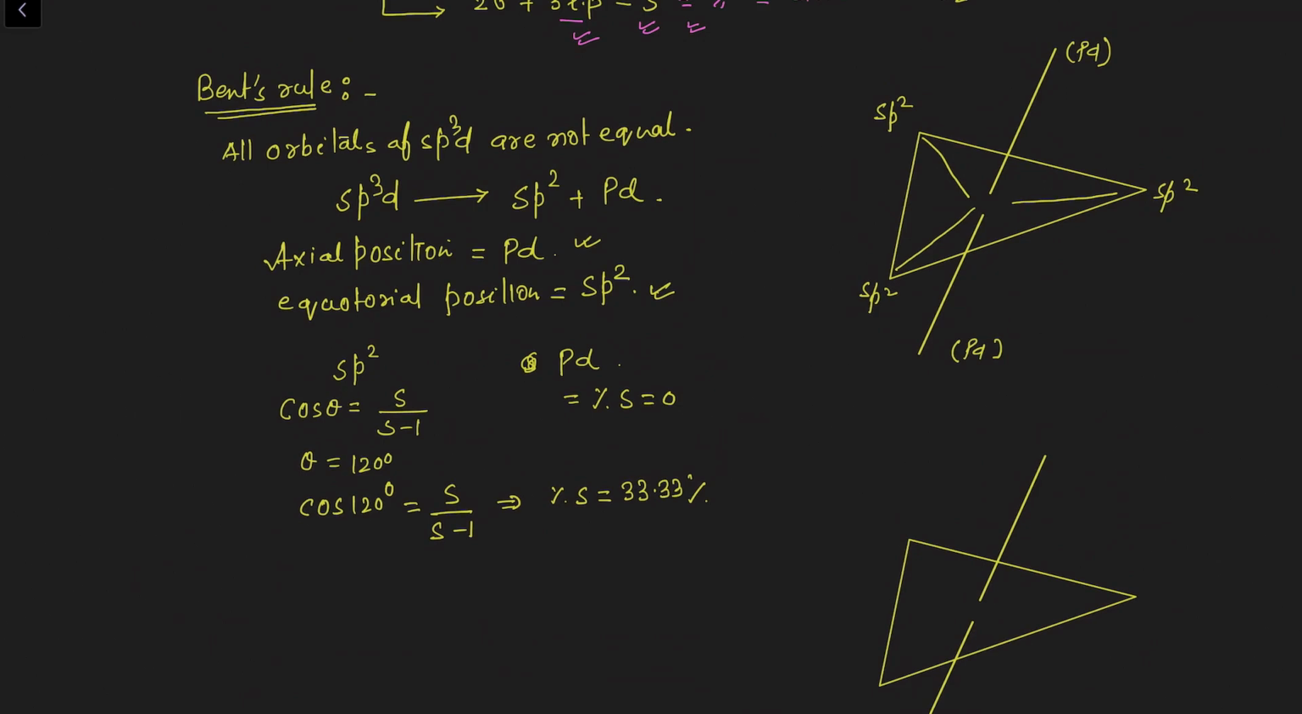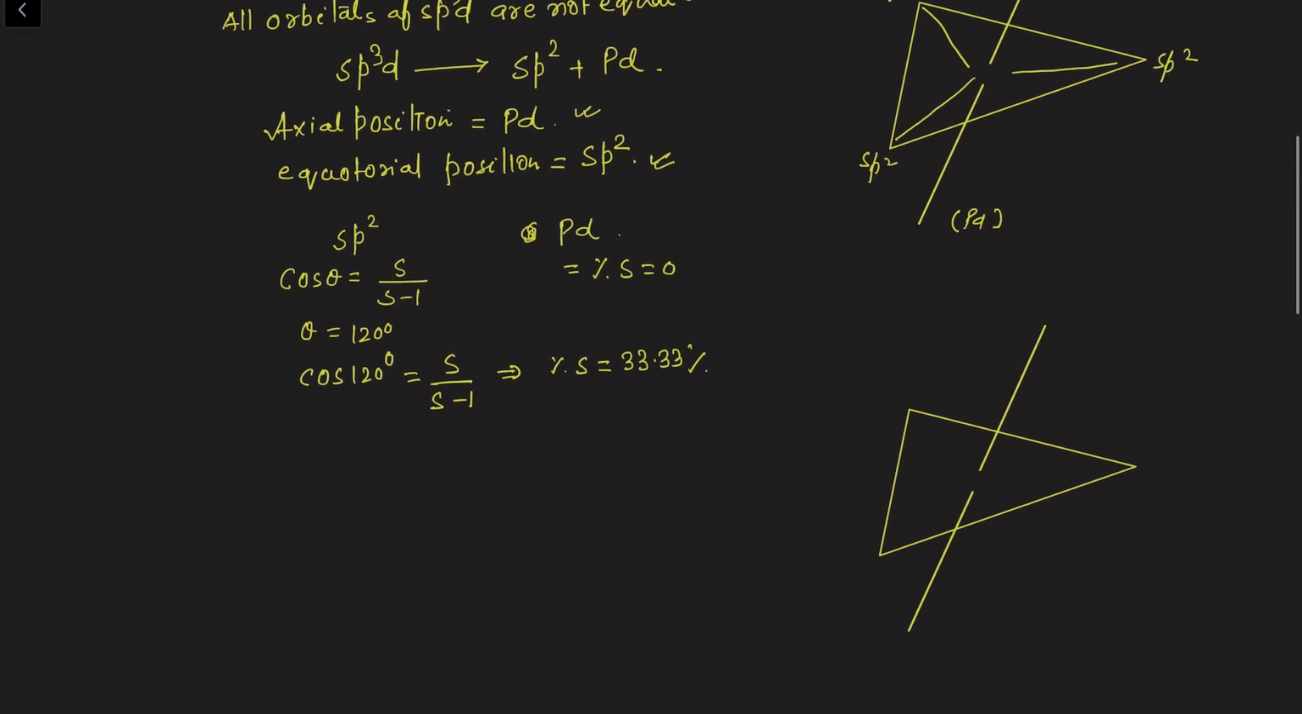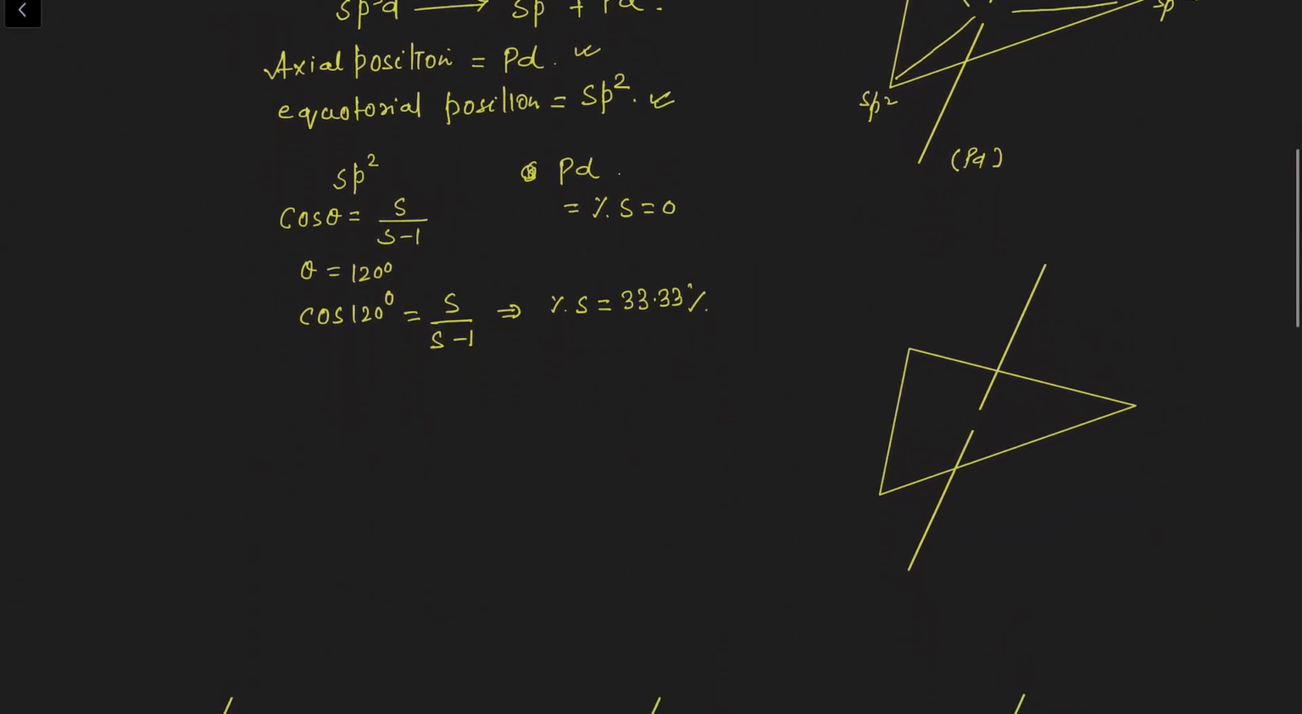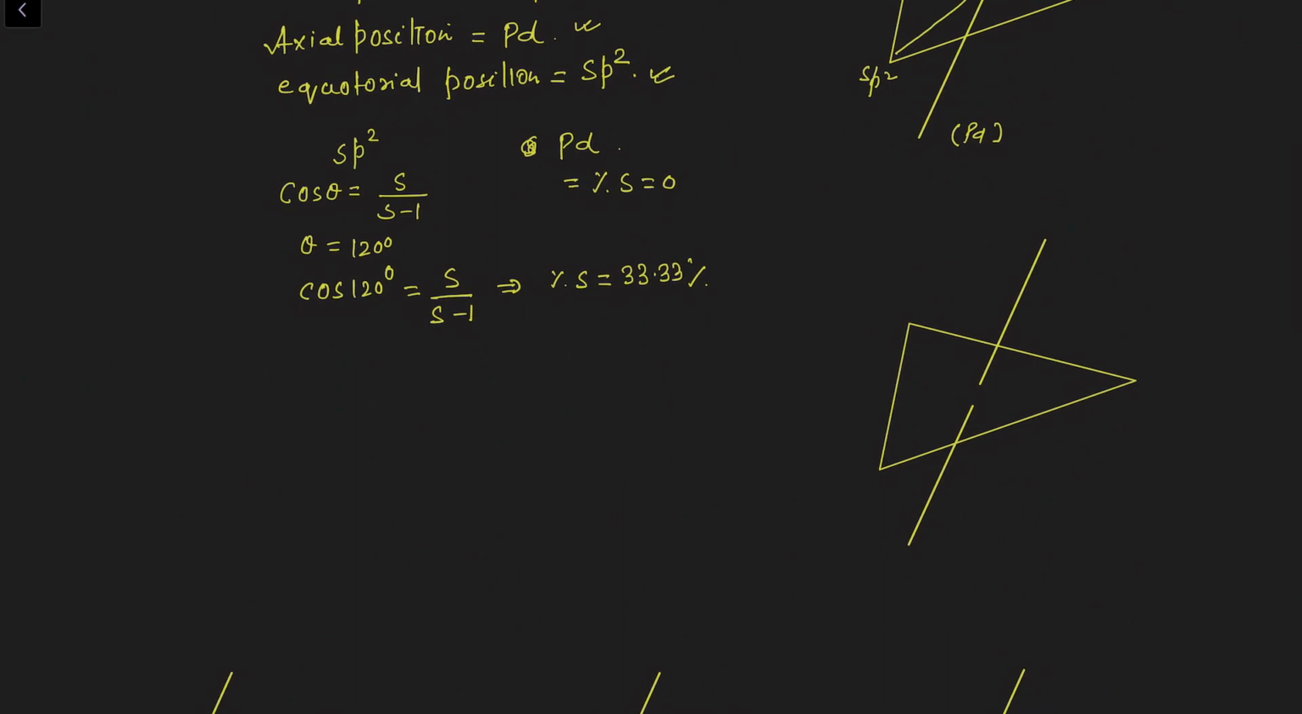Now the question is how to decide which position is the correct position for the lone pair of electrons, the correct position for the more electronegative atom or less electronegative atom, and the correct position for the multiple bonds. So we will do some small discussion, not in depth, very small. So first, we are going to discuss the position of the lone pair of electrons.